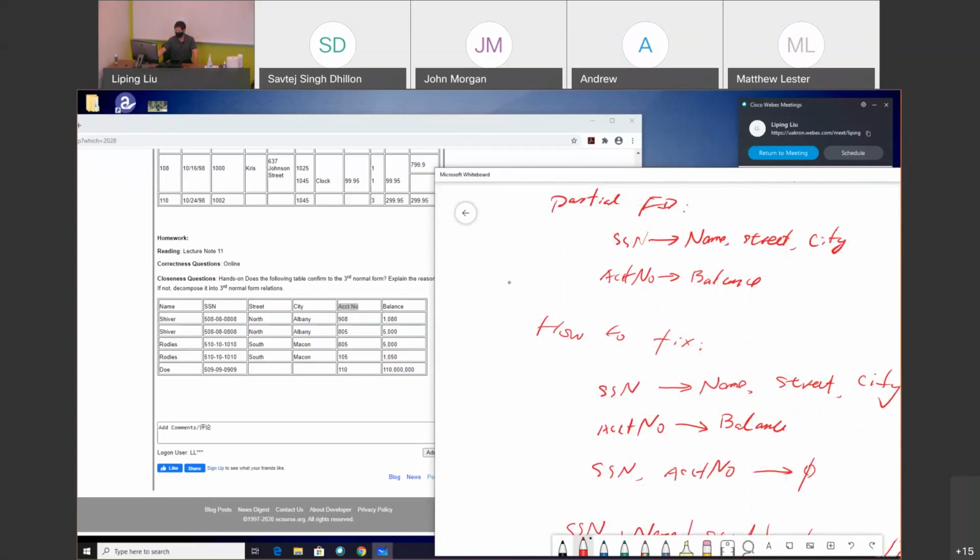Name cannot be primary key because name cannot be primary. You have to think about the context here. So we're talking about a bank. A bank has many customers, and very likely some customers will have the same name, right? Make sense? So name cannot be primary key, but social security number is unique for every customer.